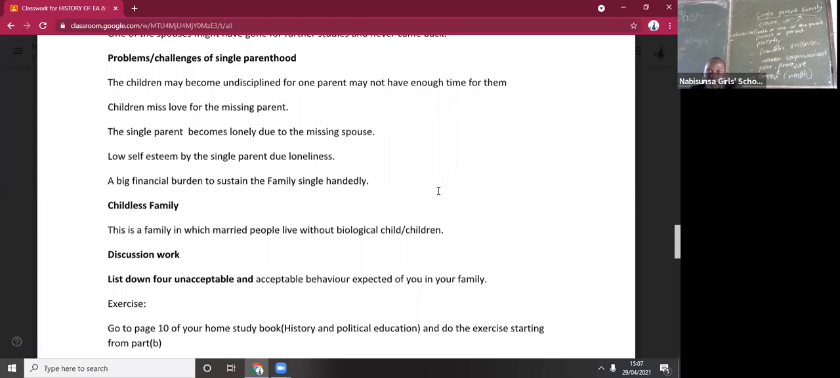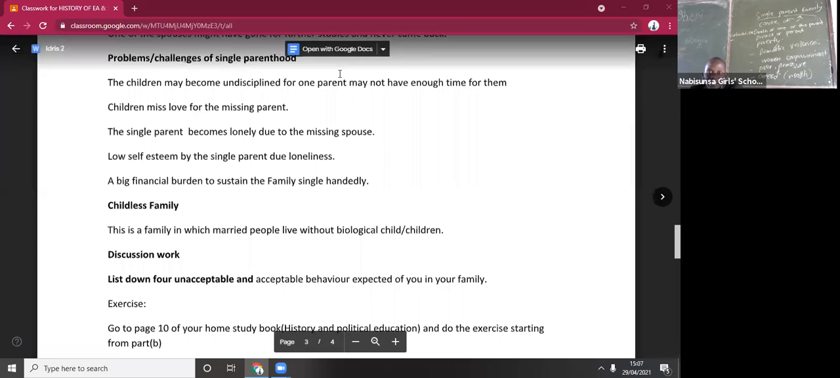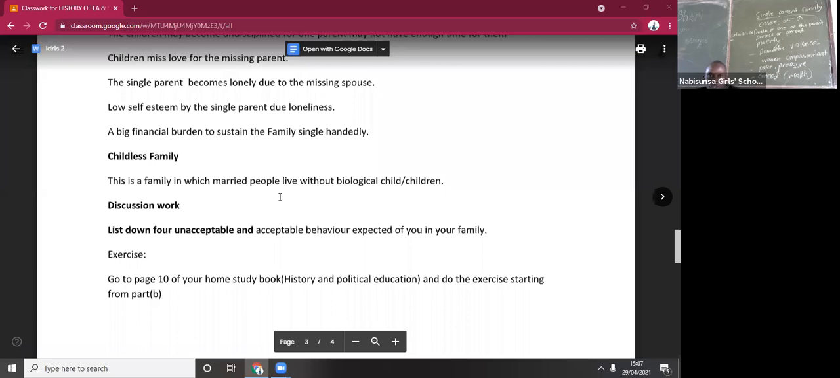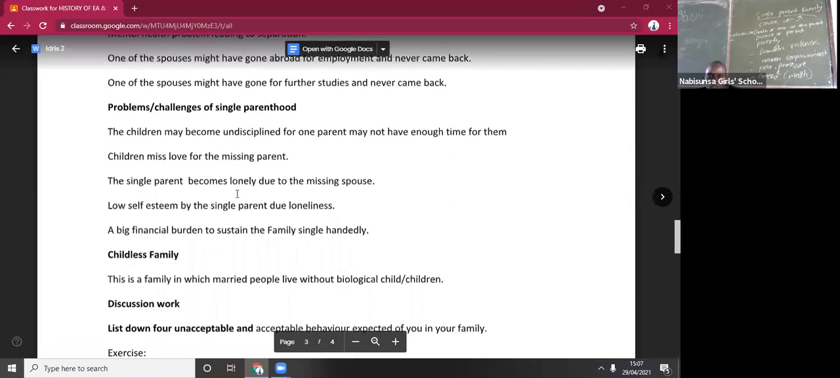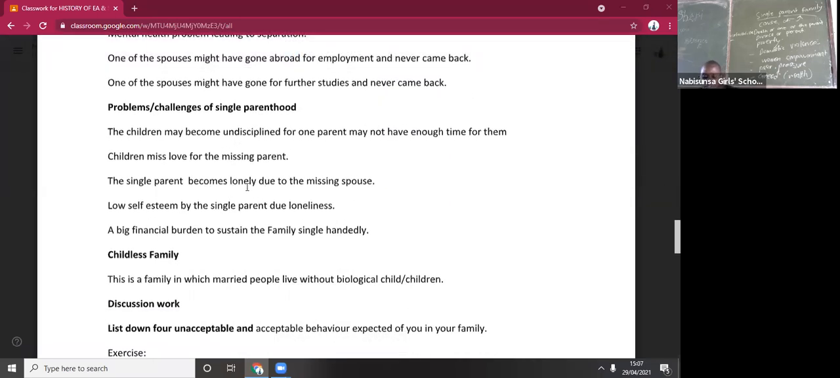Okay, now let me play for you. Let me close the chat. This discussion of the family has made people give their ideas. Let me share this work. Already people have copied. This work, I'm going to post it. I'm going to send it on your WhatsApp group so that you copy it. You don't need to fear.